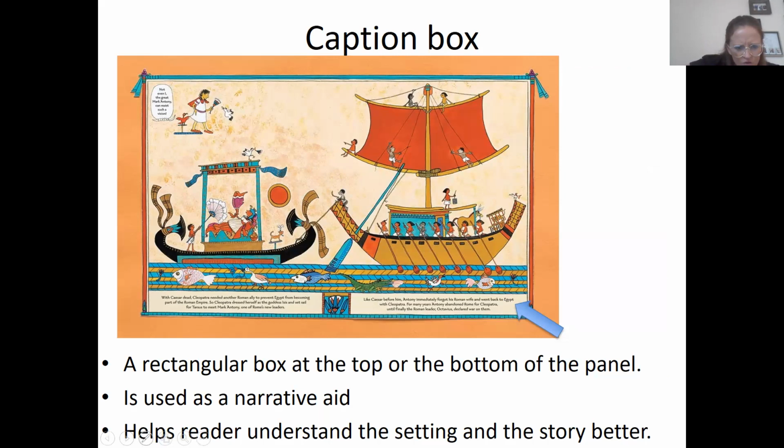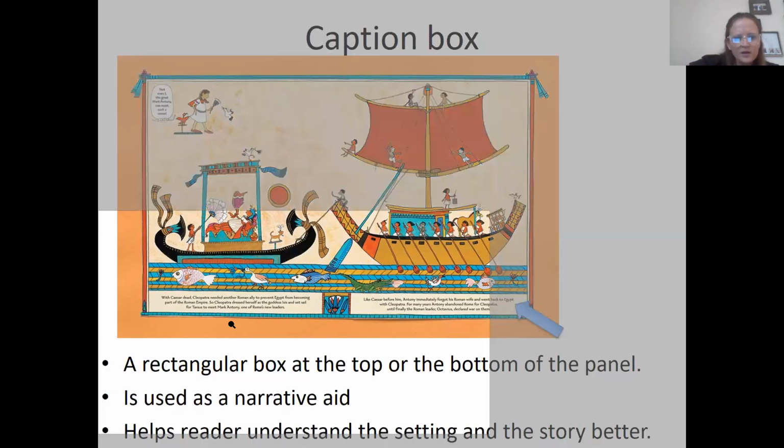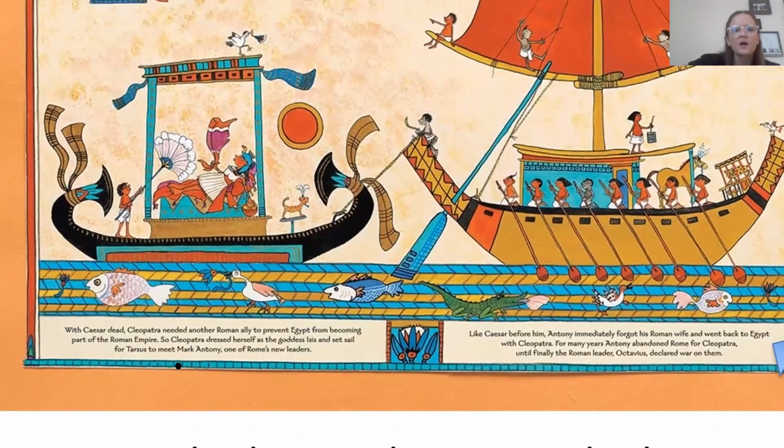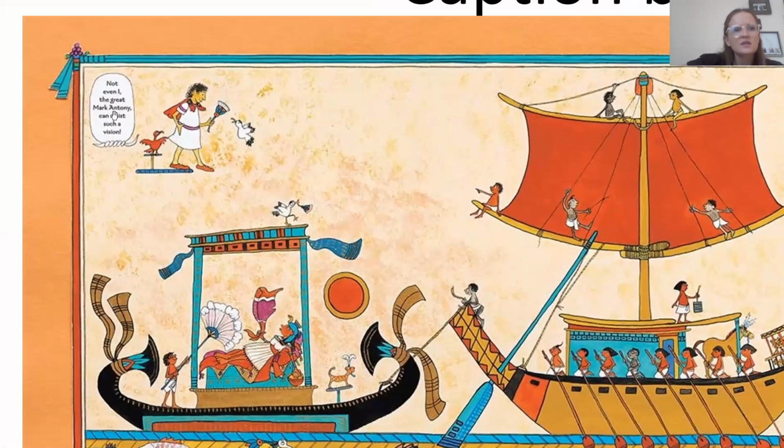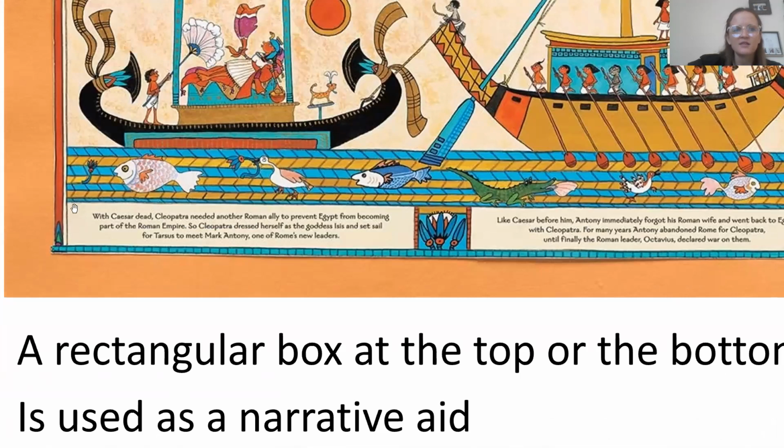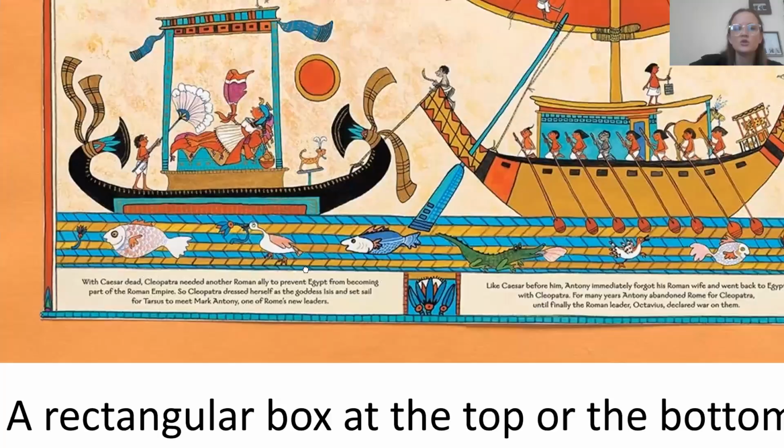So if we zoom in, let me just find my zoom button. If we zoom in here, we can see a picture here where it says, "Not even I, the great Mark Antony, can resist such a vision." And so that's a speech mark, but then our caption box underneath here tells you a bit more about what's going on in the story. So it says, with Caesar dead, Cleopatra needed another Roman ally to prevent Egypt from becoming part of the Roman Empire. So Cleopatra dressed herself as the goddess Isis and set sail for Tarsus to meet Mark Antony, one of Rome's new leaders.